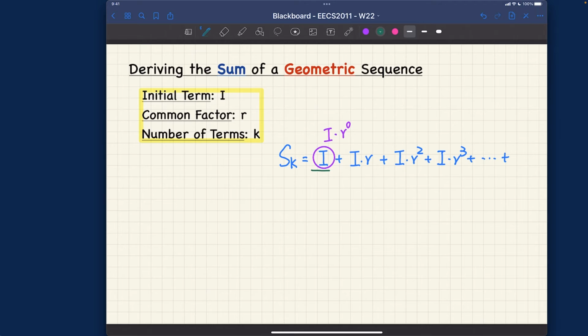Let's think about which terms we are talking about. This is the first term, and this is the second term. This is the third term, and that's the fourth term. Right? And now we want to talk about the kth term. What should that be? That's exactly what we want to know.